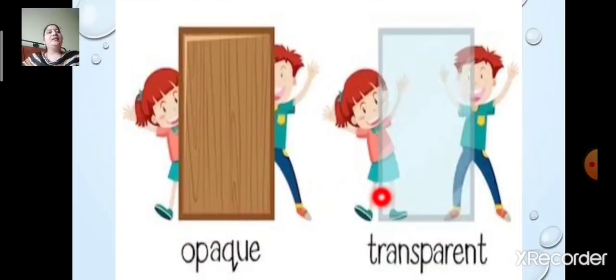Opaque, transparent. Children, if you cannot see through a substance, then it is said to be opaque. And if you can see through a substance, for example glass, then it is said to be transparent. O-P-A-Q-U-E, opaque, and T-R-A-N-S-P-A-R-E-N-T, transparent. Opaque and transparent are opposite to each other.